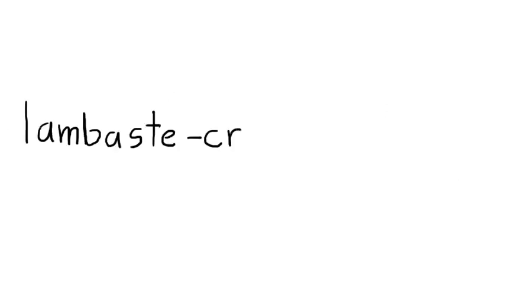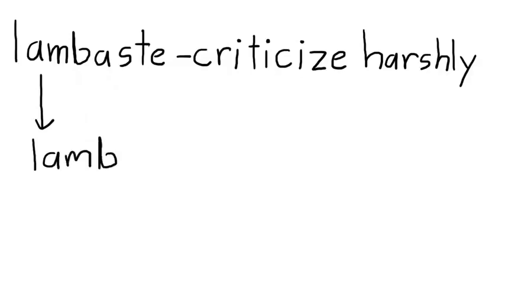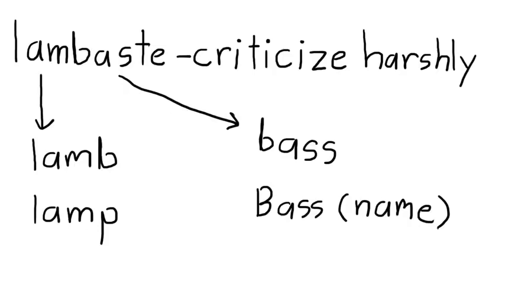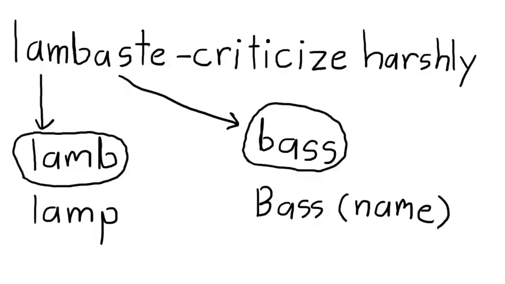Suppose we want to memorize the word lambaste, which means to criticize someone or something harshly. For the first syllable, lamb, we can use lamb, the animal, or lamp, the thing that generates light, as the substitute word. Now for the second syllable, bass, we can use bass, the musical instrument. And I also happen to have a friend named Bass, so personally I can use his name as the substitute word as well. But let's use lamb the animal and bass the musical instrument together.